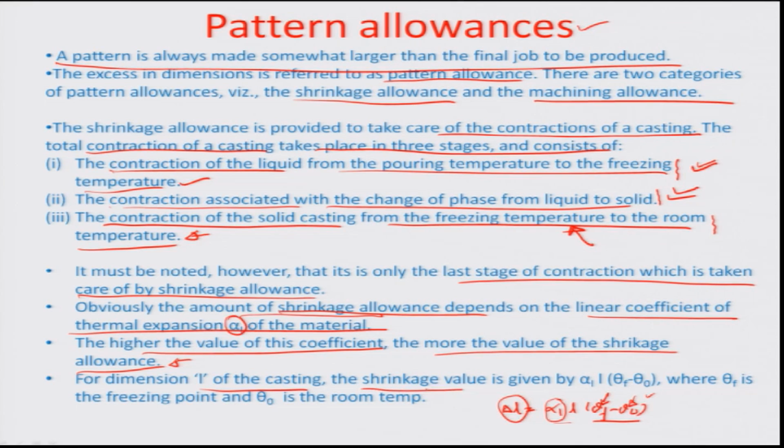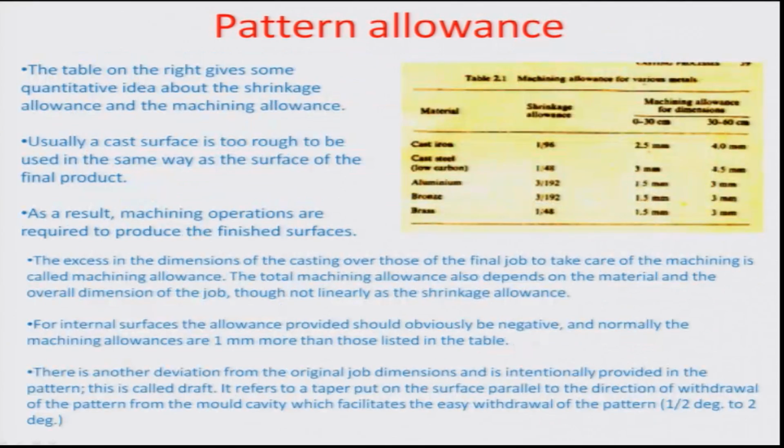The shrinkage values normally given to the casting are recorded here. For example, in cast iron, shrinkage allowance is typically 1/96th, and on the machining allowance side, for dimension 0 to 37 you give a machining allowance of 2.5 mm. These are some thumb rules which people running these casting industries have generated. If the dimension is 30 to 60 centimeters, the machining allowance would be about 4 mm, and so on and so forth.